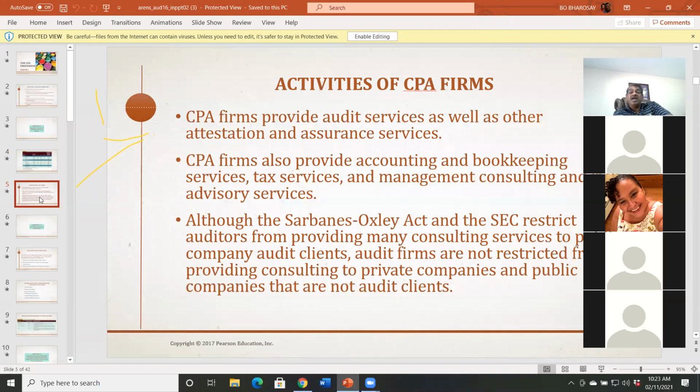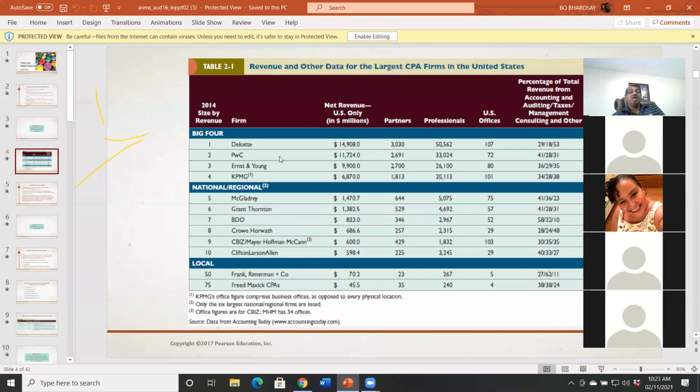CPA firms also provide accounting and bookkeeping services, tax services, and management consulting. When we look at that previous table, Deloitte, 53% of their revenue comes from management consulting. So management consulting is also a huge area. So you see, taxes is about 1/3 or less of what we do.